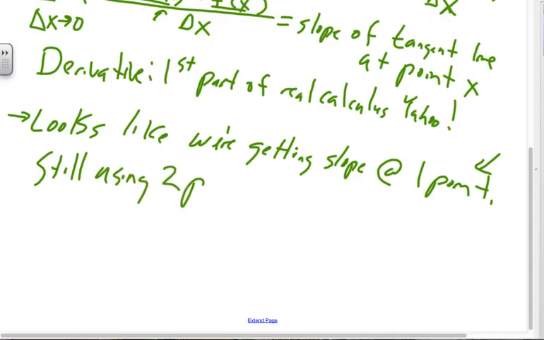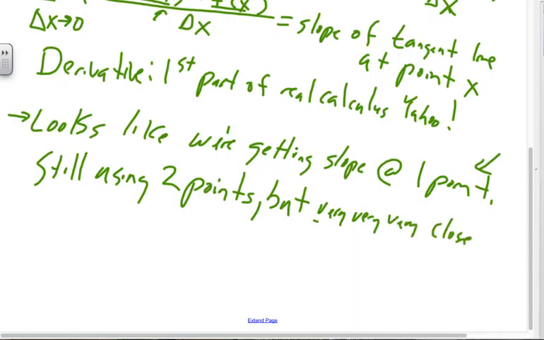So everything that you learned in Algebra 1 and Algebra 2 and college algebra is still true. You need to have 2 points. But they're very, very, very close. Matter of fact, they're so close, it's hard to tell that they're really 2 points. And this is really what a derivative is. We're still finding the slope of a tangent line. We are still using 2 points. But the second point is extremely close to the first one.